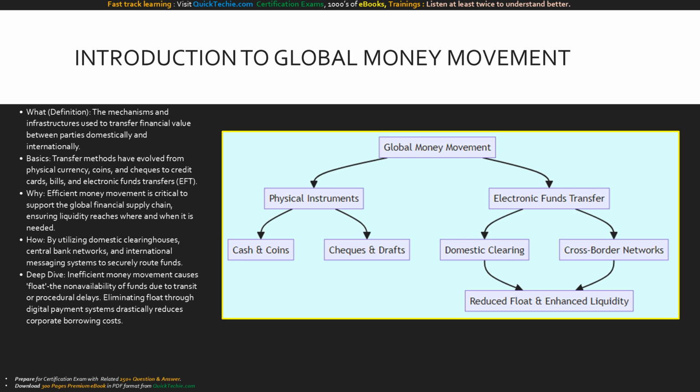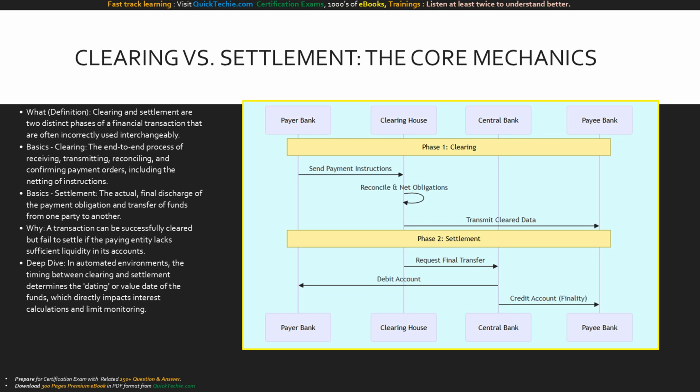enhanced corporate liquidity. As we dive into the mechanics, we must clarify two terms that are often incorrectly used interchangeably: clearing and settlement. What is the difference? Clearing refers to the entire end-to-end process of receiving, transmitting, reconciling, and confirming payment orders. It is the information flow. In many cases, clearing includes the netting of instructions to determine the final amounts owed. Settlement, on the other hand, is the actual, final discharge of the payment obligation, the moment the funds are officially transferred and recognized. Understanding this separation is vital.